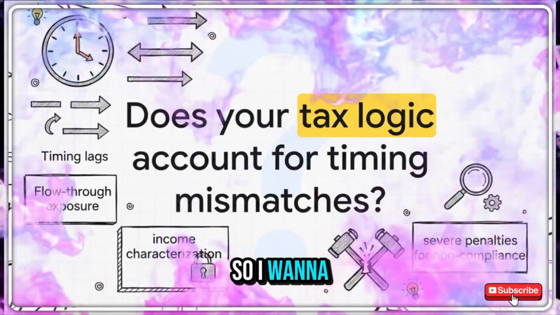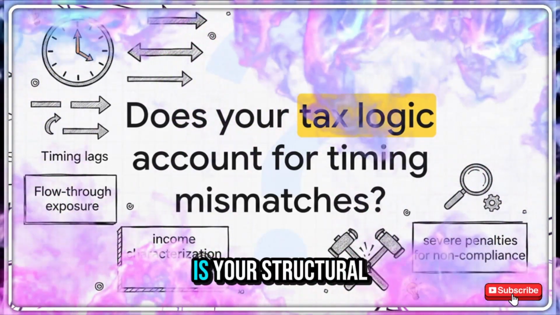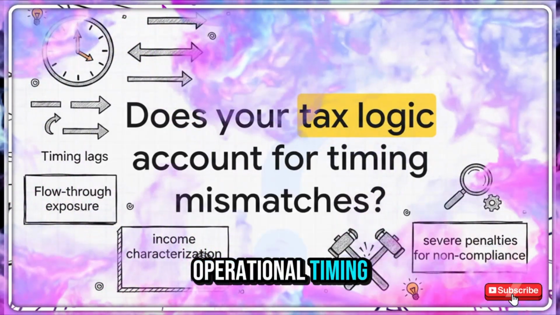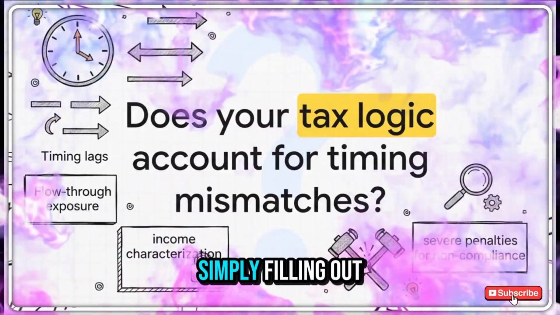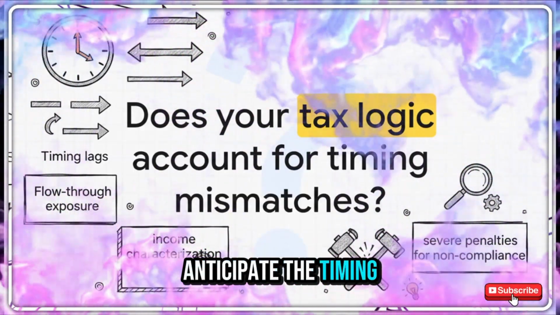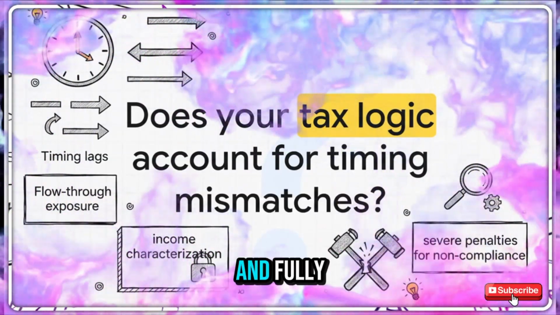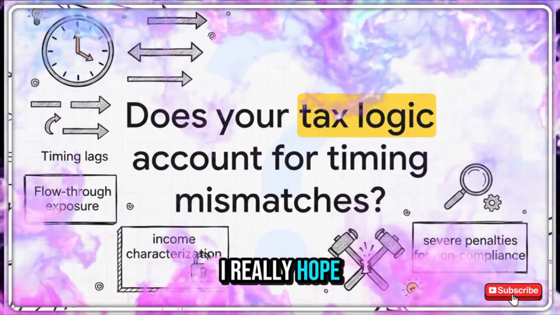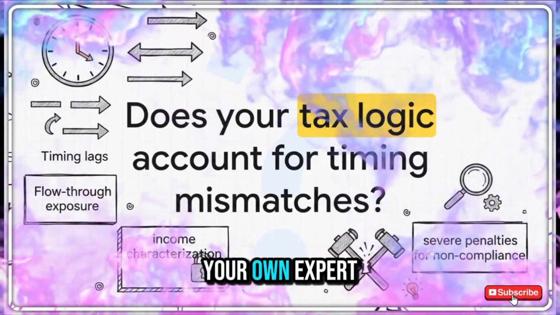So, I want to wrap up this explainer by leaving you with something to really chew on. Is your structural tax logic actively accounting for operational timing mismatches and flow-through exposure? As we've seen today, simply filling out a form is nowhere near enough. You've got to anticipate the timing lags, grasp the rigid nature of income characterization, and fully respect the severe penalties for non-compliance. I really hope this deep dive has given you the analytical tools to carefully evaluate your own expert-level compliance mechanisms.